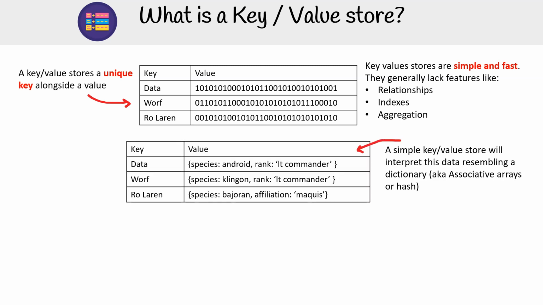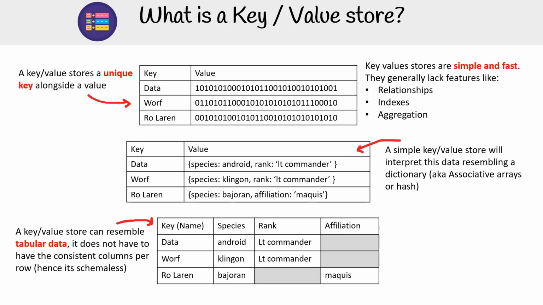A simple key value store will interpret this data resembling a dictionary, also known as associative arrays or hash. Although this kind of data storage can resemble tabular data, it doesn't require consistent columns per row, making it schema-less. Due to their simple design, they can scale well beyond a relational database.